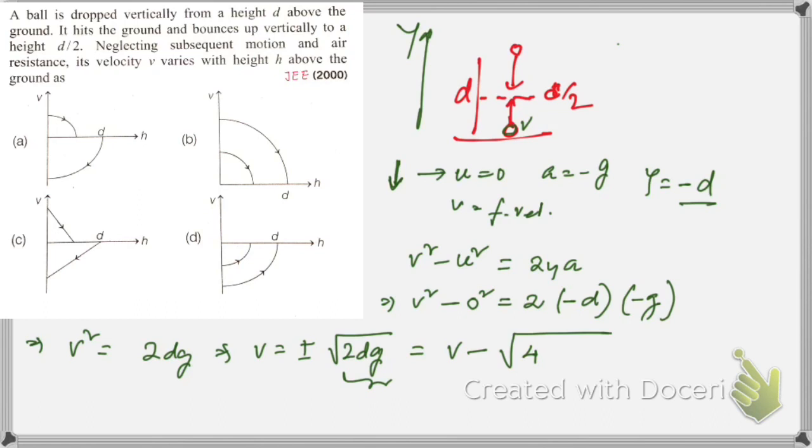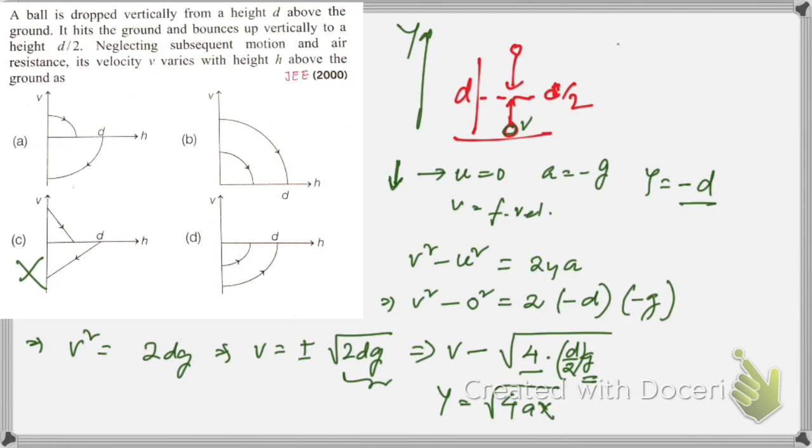This can be written as root over 4 into d by 2 into z, right? So you can compare this equation with the equation y is equal to root over 4ax, right? 4ax. So this is the equation of a parabola, right? So that's why this option is cancelled, right? Okay.